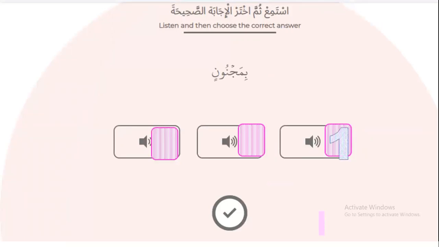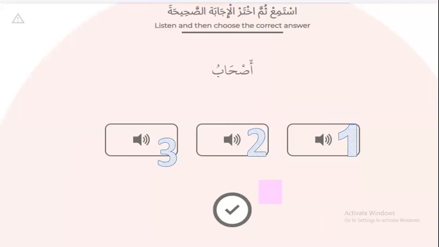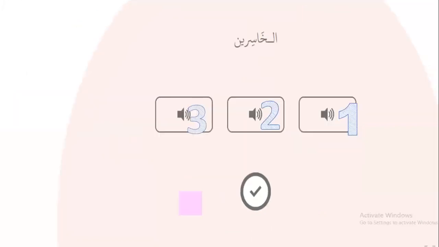Please look at the word and listen to me. Number one, بِمَجْنُونٍ. Number two, جَنَّة. Number three, بِمَجْنُونًا. Which one is right? Number one, بِمَجْنُونٍ. Please look at the word. Number one, صاحبة. Number two, أصحاب. Number three, صواحب. Which one is right? Number two, أصحاب. Yes.